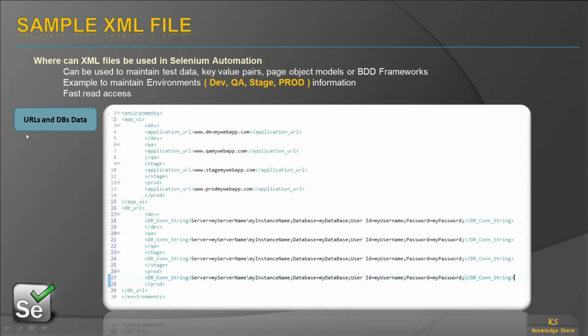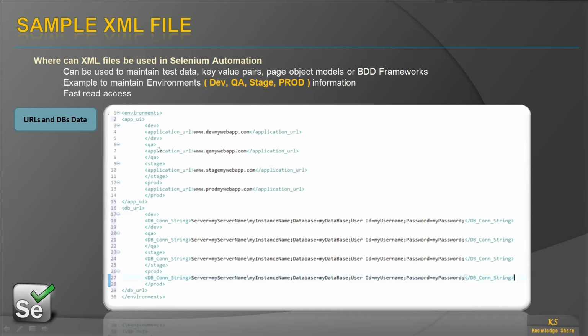So if you look at this example, I have given some URLs and DB data. You can see the tag which has environments, and I have two components here, two subsections. One is app UI and the other one is DB URL. I wanted to store the web URL of different environments like development, QA, stage, and prod, as well as I want to store the DB configuration details of development, QA, stage, and prod.